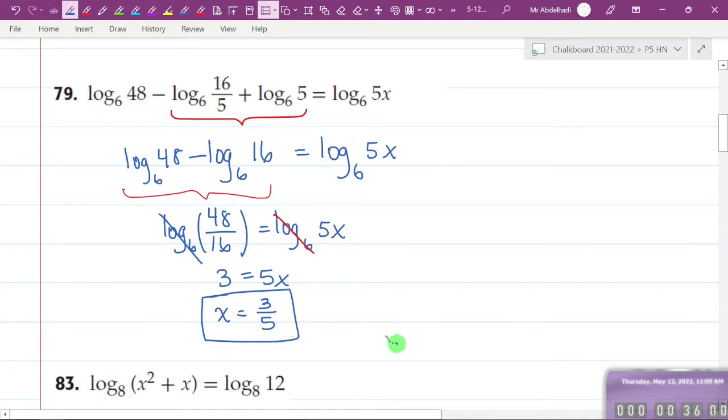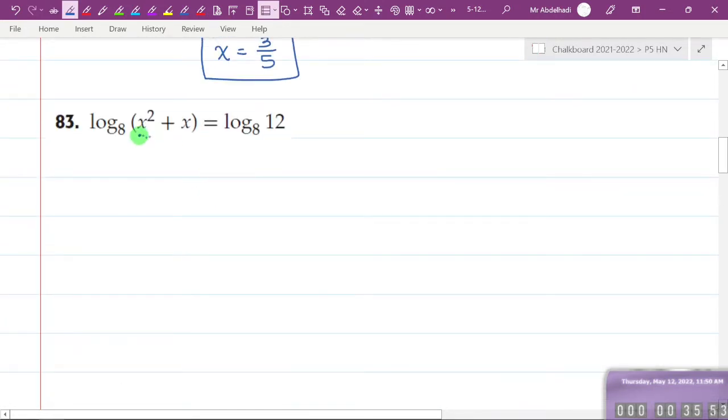Okay? All right, last one here, number 83. This one's a logarithm equal to a logarithm, and there's no numbers or anything outside, so really I can just drop the logs right away.